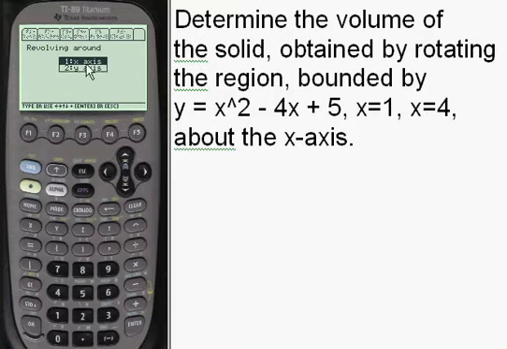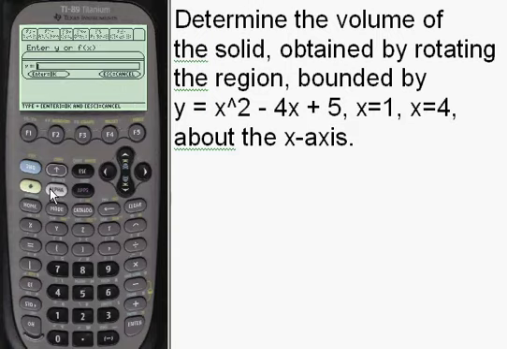Revolving around the x-axis, which it tells you. And here's the formula. Volume equals pi, radius r squared, over this range here. Okay. I'm going to enter the function. You have to press alpha in my programs, in every one of them, before you enter anything into these entry lines here. So we're going to press alpha x squared minus 4 times x plus 5.